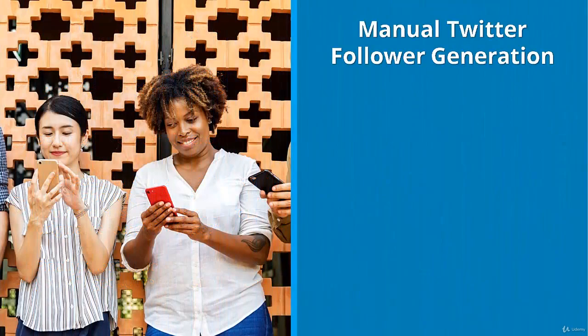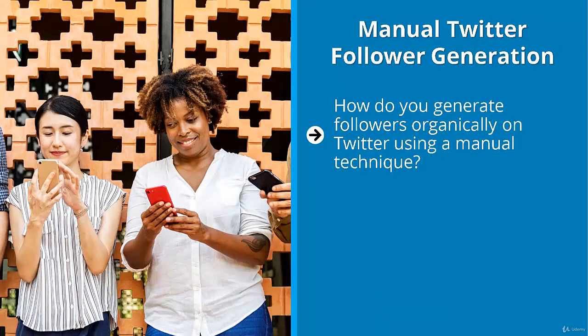Manual Twitter follower generation. How do you generate followers organically on Twitter using a manual technique? It's as basic as finding niche-specific accounts and finding their followers. Follow these niche-specific accounts, but pay attention to their followers. Follow followers who you know are truly interested in your niche. This requires research. You actually have to look at their tweets or look at the stuff that they're retweeting. Once you see a pattern and it is niche-related, follow these follower accounts. I know this is simple, but it's also effective.